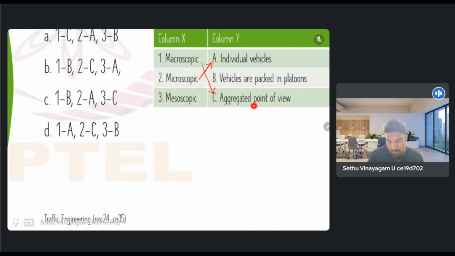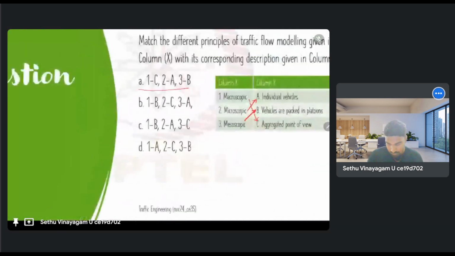And then finally, we have mesoscopic, which is a compromise between these two. It's not looking at all the vehicles aggregated, and it's not looking at individual vehicles. Instead, it looks at platoons of vehicles, vehicles traveling together as a group. So that is the platoon. The mesoscopic scale is intermediate between the microscopic and macroscopic. So the right match is 1C, 2A, and 3B. That is given in option A. So the right option is A.